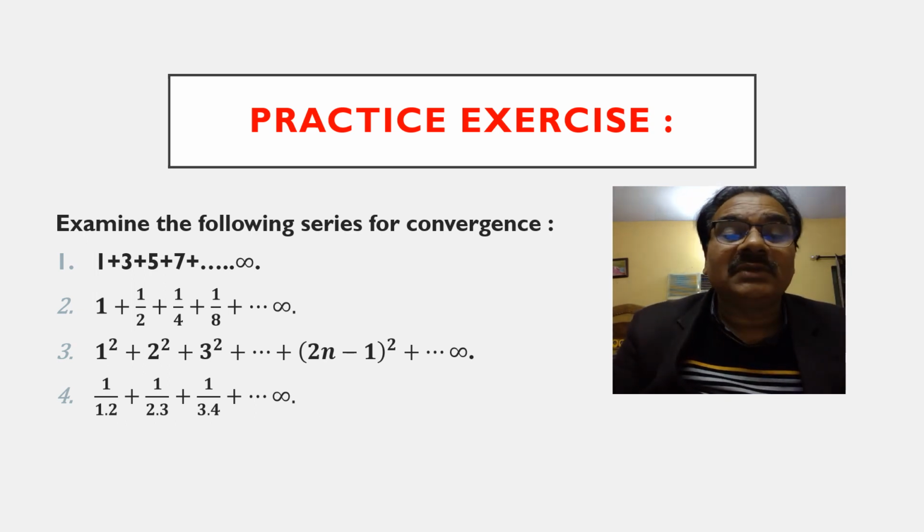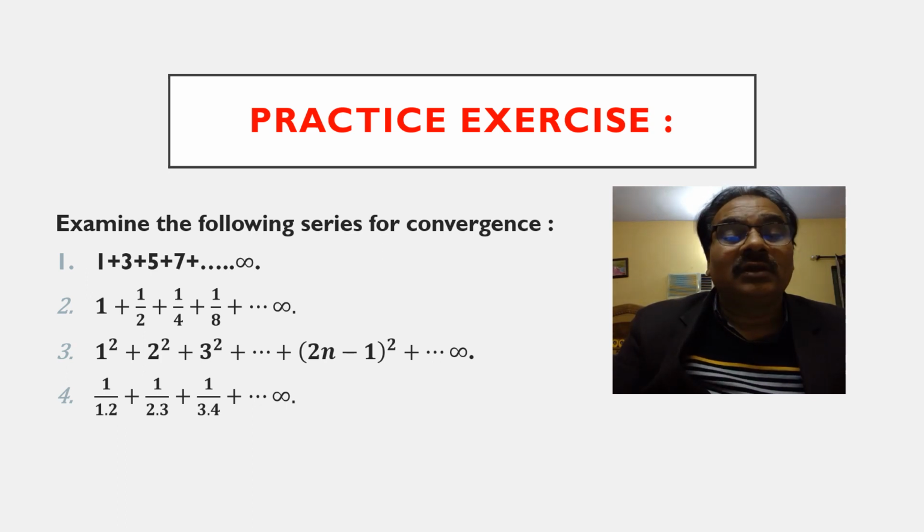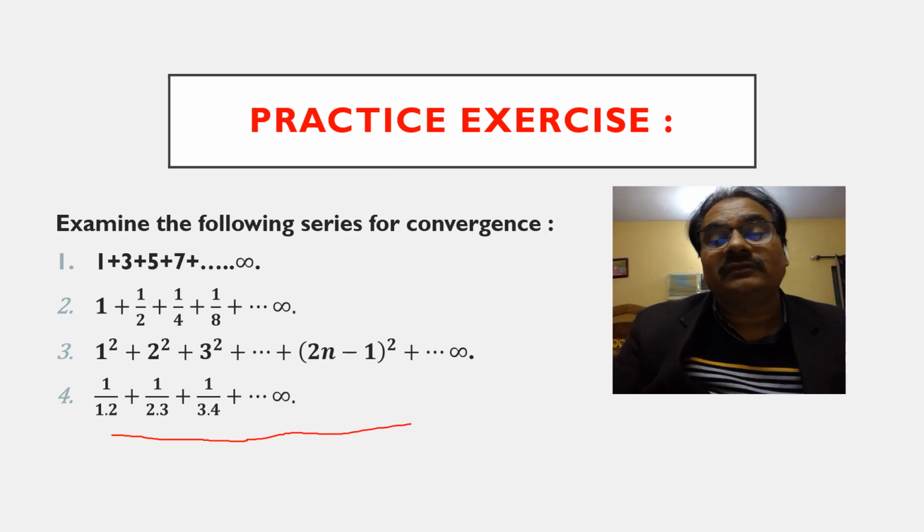You must examine the following series: 1 plus 3 plus 5 plus 7 up to infinity; 1 plus half plus 1 by 4 plus 1 by 8 up to infinity; 1 square plus 2 square plus 3 square up to 2n minus 1 whole square, which is also an infinite series; and then 1 divided by 1 into 2 plus 1 divided by 2 into 3 plus 1 divided by 3 into 4, and so on. Practice these series and examine their convergence.